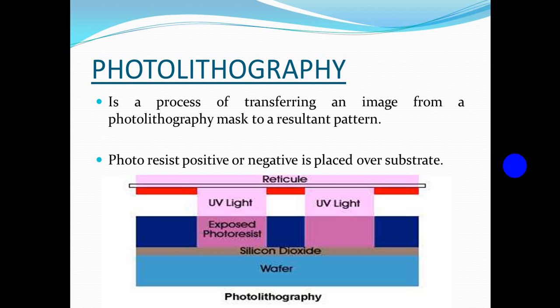Photolithography is a fundamental part of every step in the IC fabrication process, whether for implantation, doping, epitaxial layer formation, or any other surface. As you can see in the diagram, UV light is exposed onto the photoresist on the silicon dioxide.